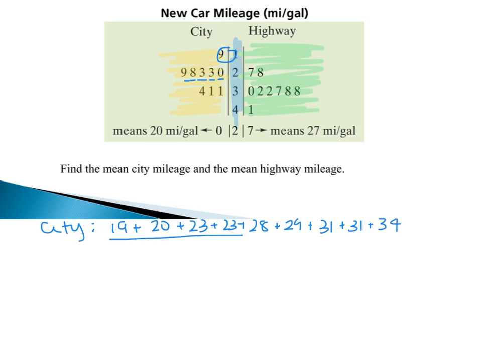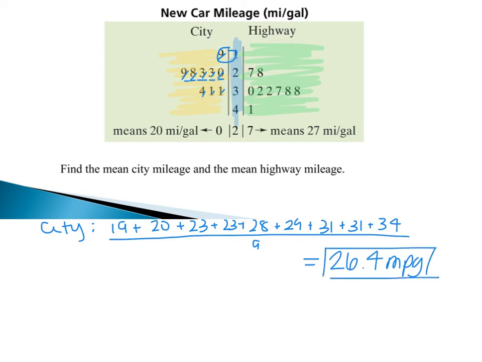And then I'm going to divide that by the total number of data points. So I have 1, 2, 3, 4, 5, 6, 7, 8, 9. When I add the top and I divide by the bottom, I end up with 26.4 miles per gallon. And again, that's with the city.